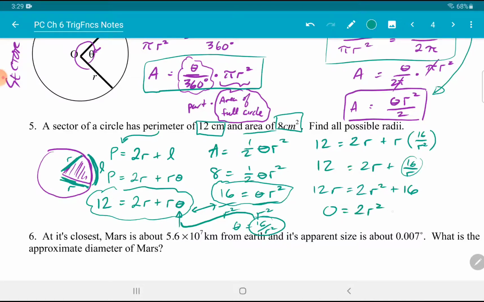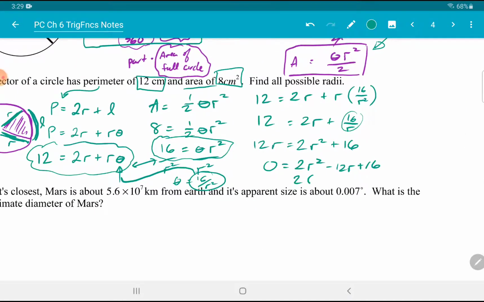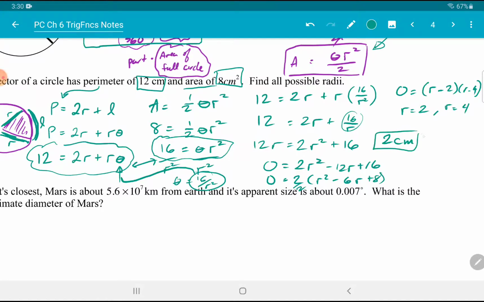If you solve 2r squared minus 12r plus 16, this is then factorable, right? You can factor out the 2, minus 6r plus 8. And then taking a look at that, you can divide both sides by 2 as well. Doesn't really matter. But 0 is equal to, what will that give us? R minus 2 and R minus 4. So that means that R is going to be a value of 2 and R is going to be a value of 4. So we see that the possible radii are 2 centimeters and 4 centimeters. Don't forget your units.